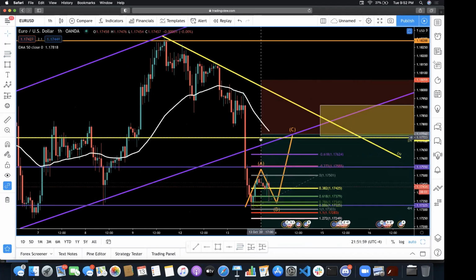Now, again, with it being 10 o'clock at night, guys, depending on how this candle closes, I still expect it to trickle down just a little bit.